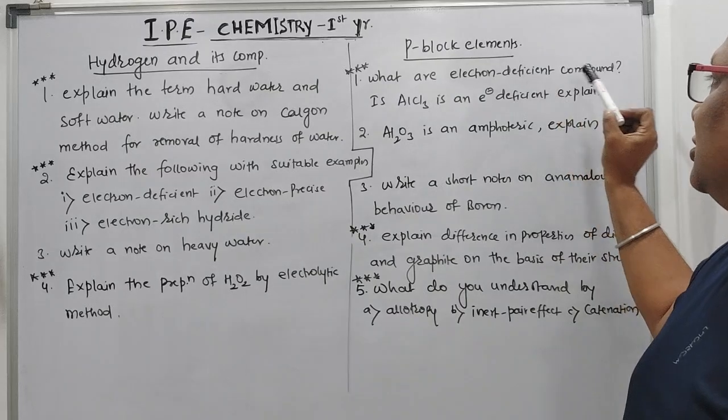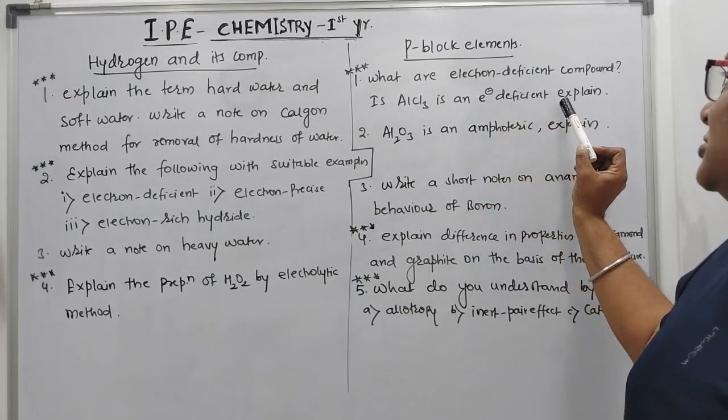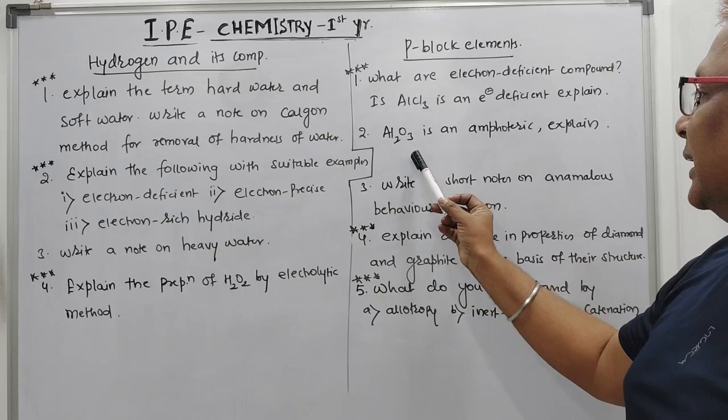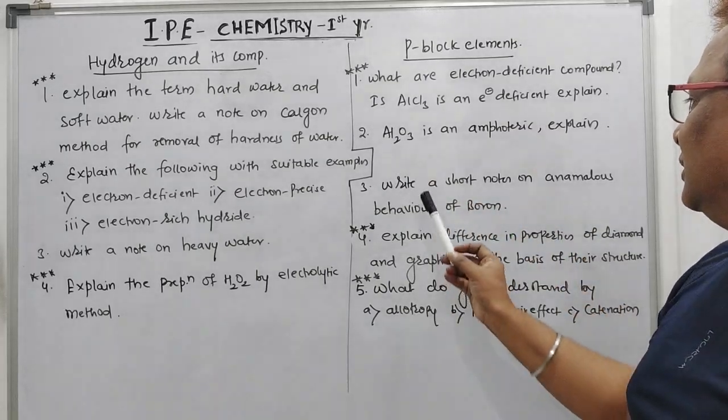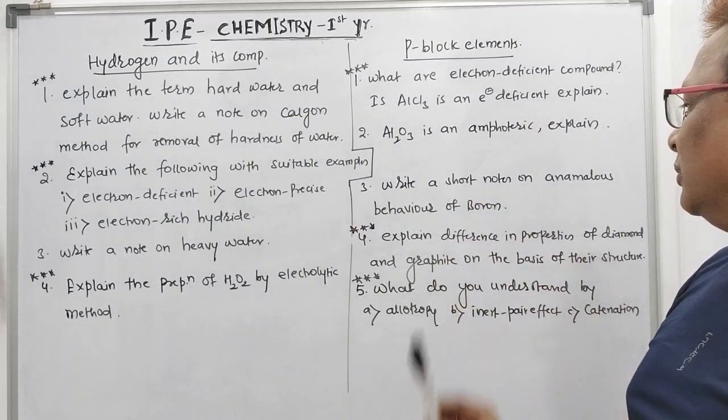What are electron deficient compounds? Is AlCl3 electron deficient? Explain. Important. Al2O3 is amphoteric. Explain. Write a note on the anomalous behavior of boron.